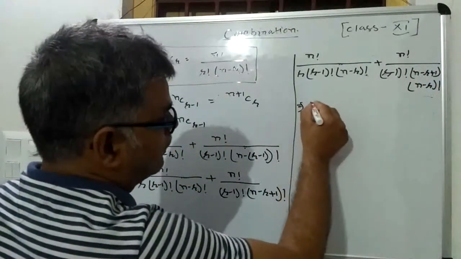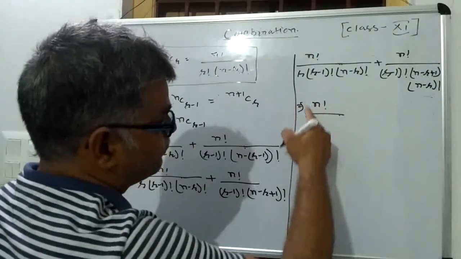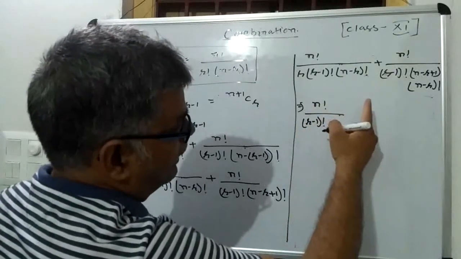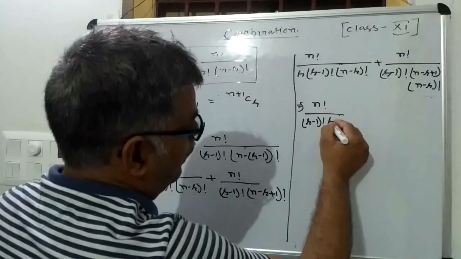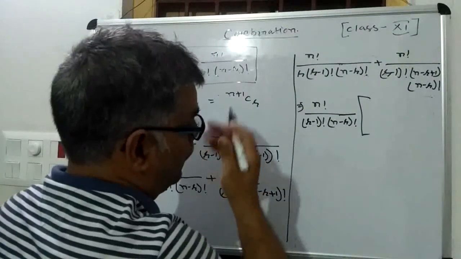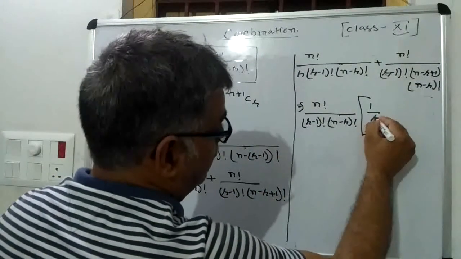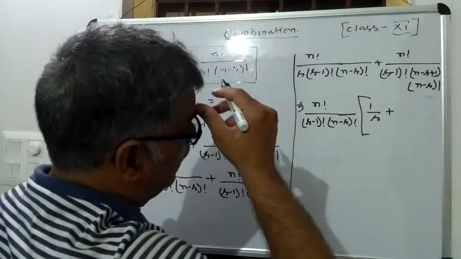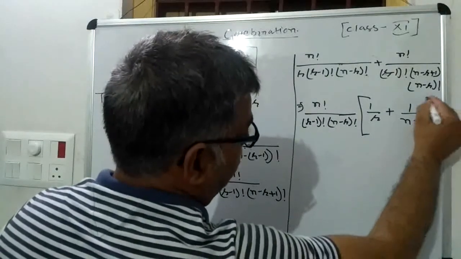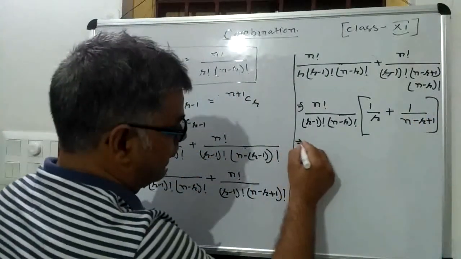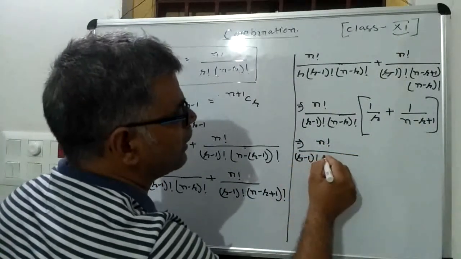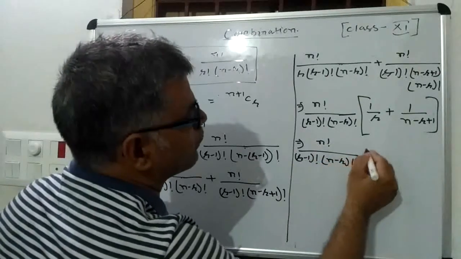Now taking common factorial n by factorial r minus 1 and factorial n minus r as common. So we have 1 by r plus, and here we have 1 by n minus r plus 1. Now further simplifying it, we have factorial n by r minus 1 factorial into n minus r factorial.